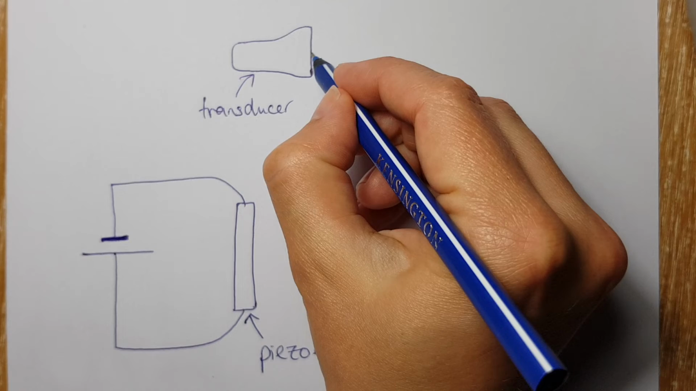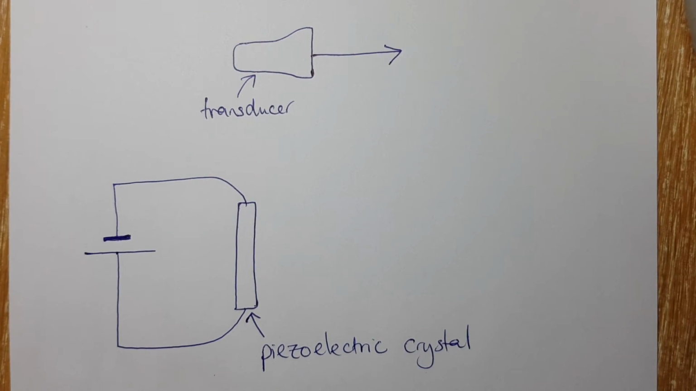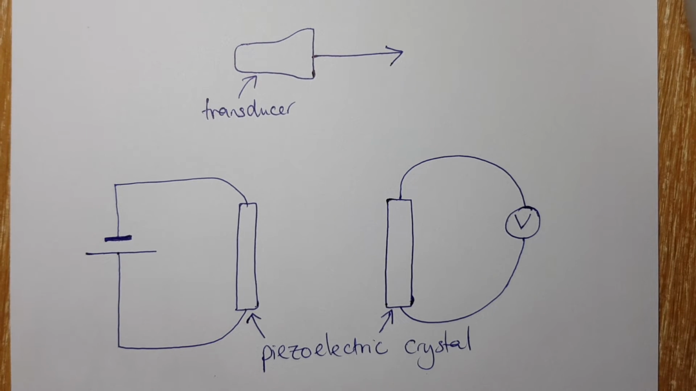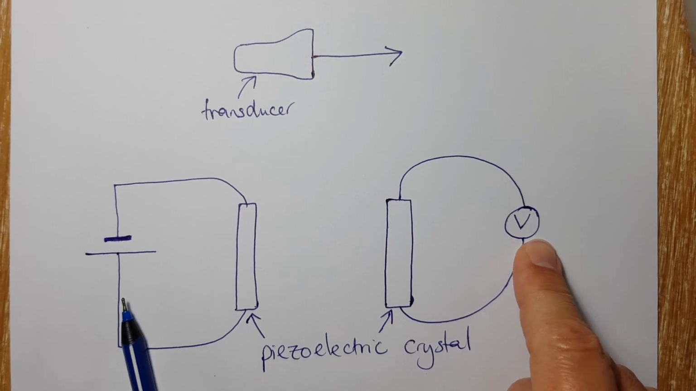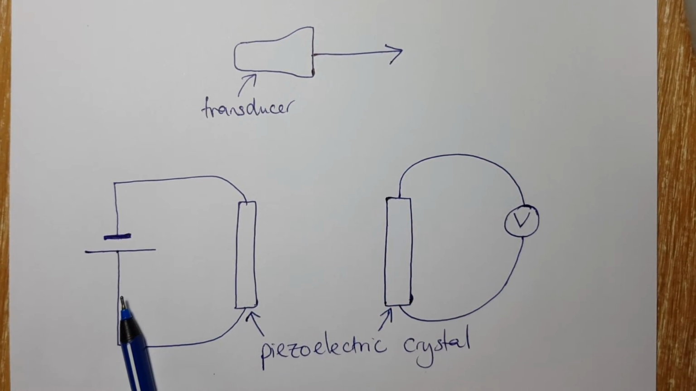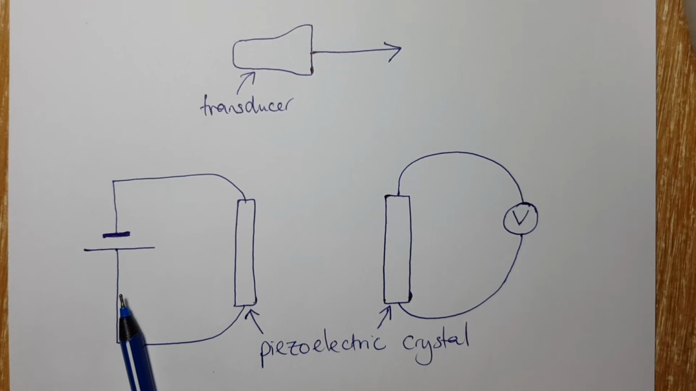So I'm just going to draw an arrow. Here's our ultrasound wave coming out from the transducer. But the other thing about piezoelectric crystals is that if you bend them, you'll get a voltage across the crystal. And if you bend it the other way, you get a negative voltage.